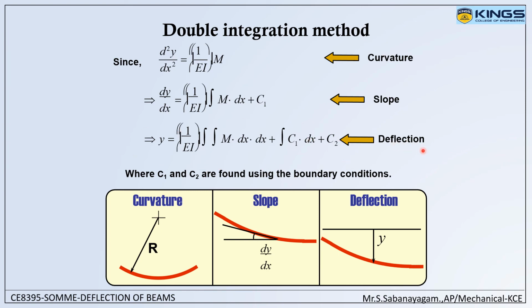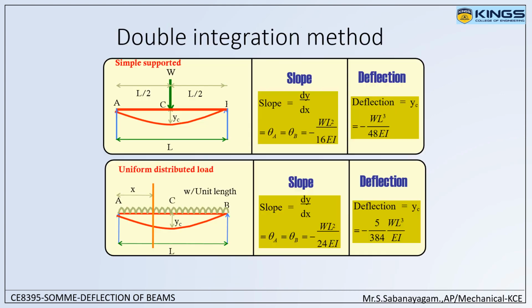So by this double integration method, we find the slope and deflection of a particular beam given, right? So c1 and c2 are the constants, that is the boundary conditions, and curvature is represented by R, and the slope, as I said already, is the rate of change of deflection in terms of the distance x. Dy by dx will be the slope, and the deflection is nothing but the maximum curve obtained due to the applied load.